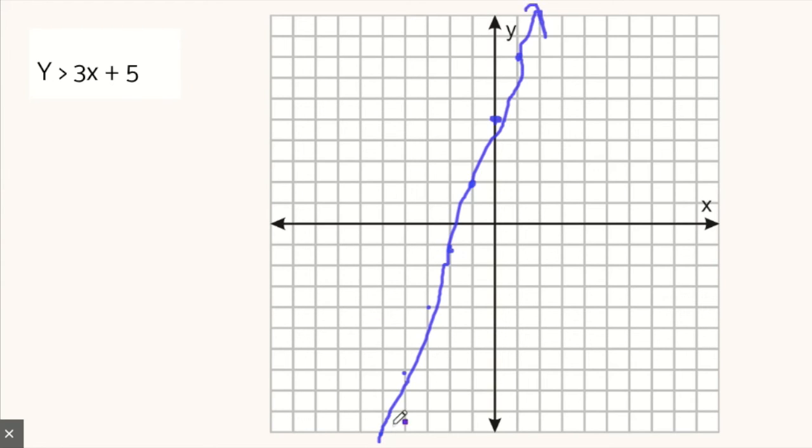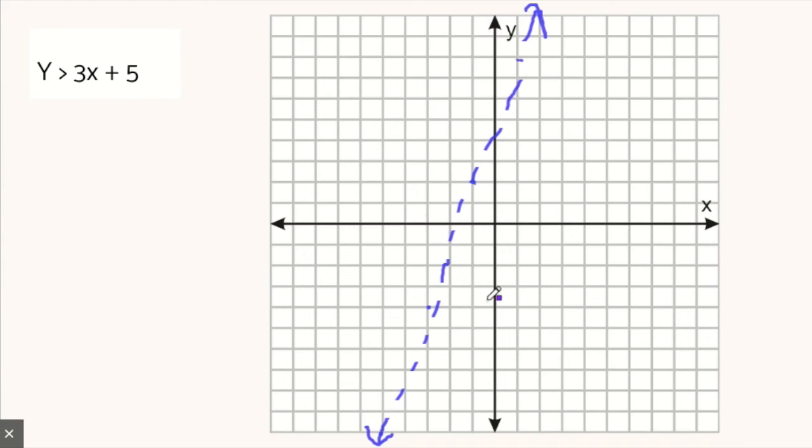The second step is to see if it is dotted or if it's a full line like this. Now, this is just greater than. It's not or equal to. So we have to have our line dotted, and how we do that is just like this. It's going to be our dotted line. And then we need to figure out which side of this graph we're going to shade.